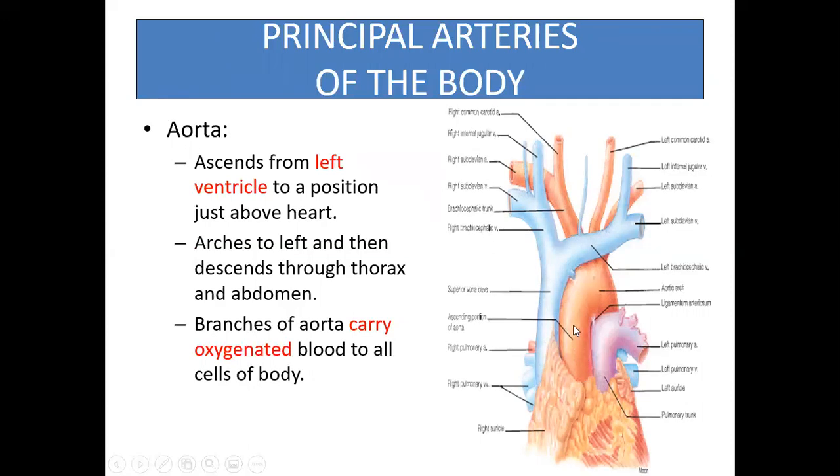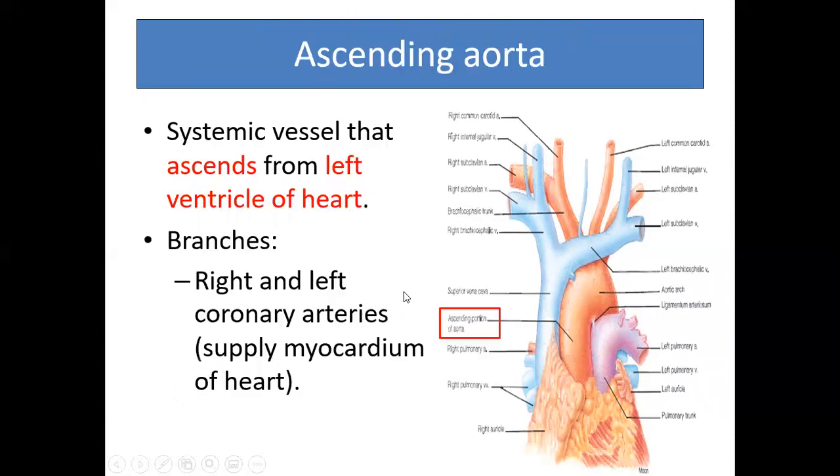For the aorta, if you see here, this is the aorta and this is the heart. The aorta ascends, going up from the left ventricle to a position just above the heart. You can see it is located above the heart here, and it arches to the left, and then descends through the thorax and later goes down to the abdomen. The branches of this aorta carry the oxygenated blood to the cells of the body. That's why the color of this vessel is reddish. It represents that this artery contains oxygenated blood.